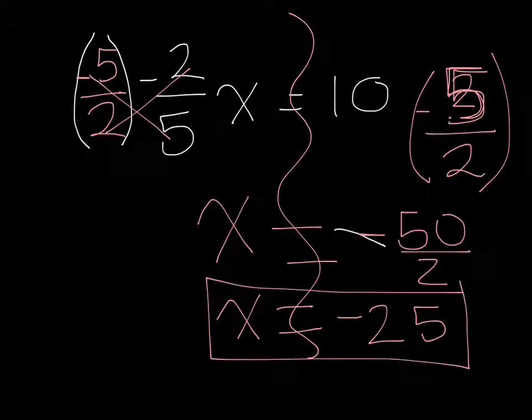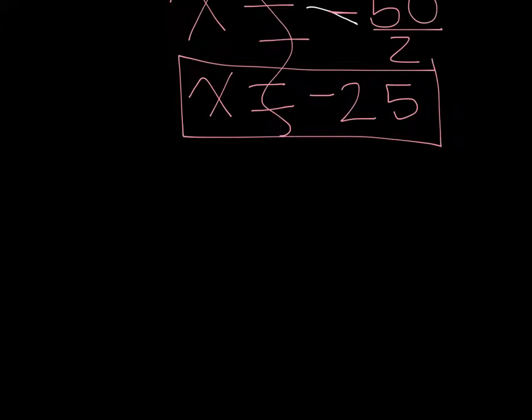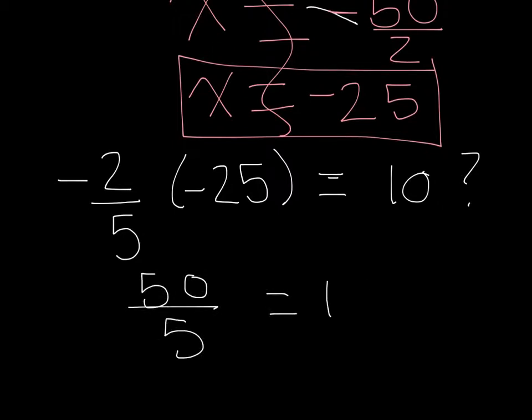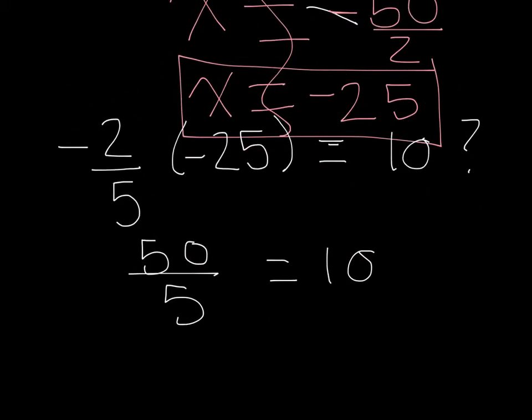So the last thing to do here would be to check. So if I go back and check my equation, then I would get negative 2/5 times negative 25 is equal to 10. That's my question. So I would end up with 50 over 5. Is 50 over 5 equal to 10? And the answer is yes. So we are done with that problem.